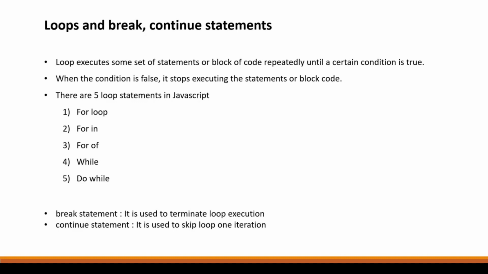There are 5 loop statements in JavaScript: for loop, for in, for of, while loop, and do while loop. We'll learn about each one with an example. And the break statement, I will try to explain with an example, but at a high level, the break statement is used to terminate the loop when a particular condition is true. We can use it inside any of the loops, so we will see with an example. And the continue statement is used to skip one iteration of a loop. To better understand these two, break and continue, we will learn with some practical examples.